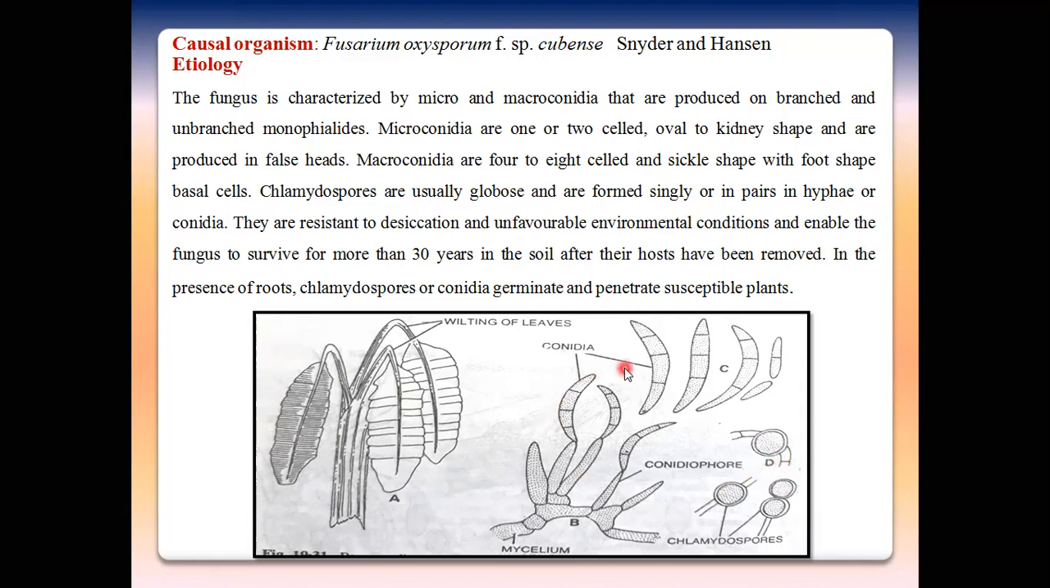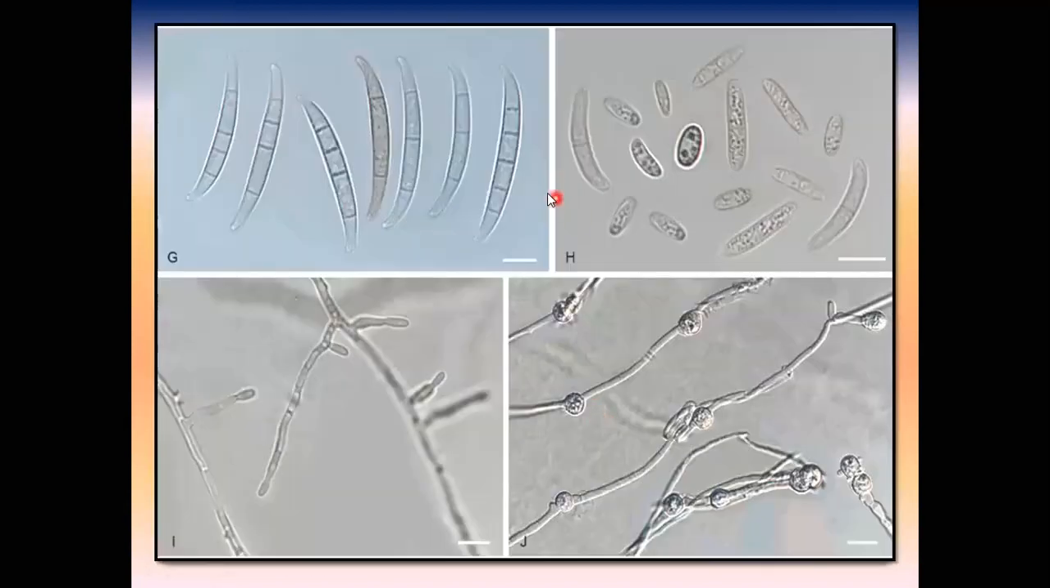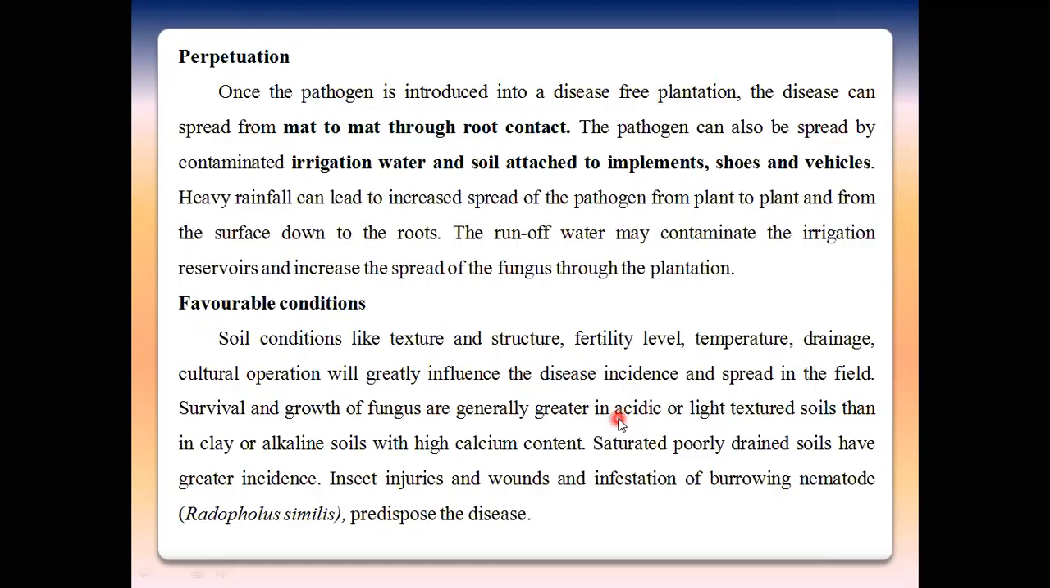Okay, so this is the etiological part of this Fusarium oxysporum forma species cubense. Okay, so you see these photographs. This is the macroconidia, this is the microconidia, and this is the chlamydospores. Okay, then we discuss about the perpetuation of this Fusarium oxysporum forma species cubense.